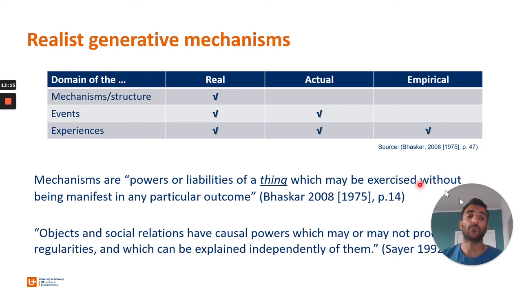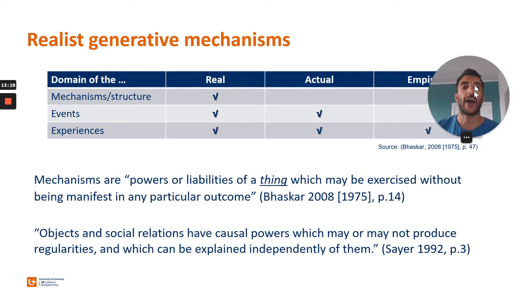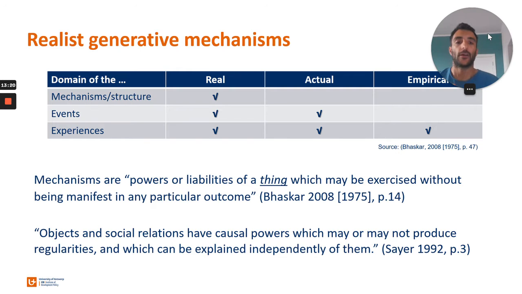Andrew Sayer says, objects and social relations have causal powers, which may or may not produce regularities, and which can be explained independently of them. Objects and social relations have causal powers. So the thing that has been referenced here comes back here as objects and social relations. And they have causal powers, which may or may not produce regularities. Regularities are correlations that we discuss, what we observe in our domain of the empirical.